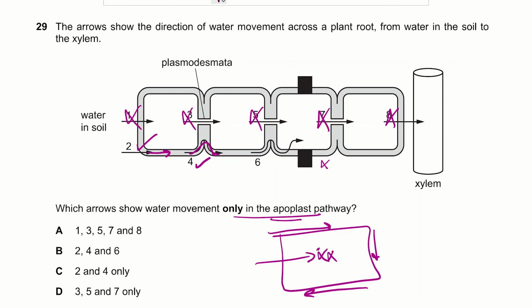6. We've discussed that this is the Casparian strip in the root endoderm of a plant made of suberin. Suberin stops the water transport by the apoplastic pathway. Therefore, even though there's a line here, technically it cannot pass through the Casparian strip due to the suberin. Therefore, 6 is totally incorrect. Therefore, the correct answer is going to be C.